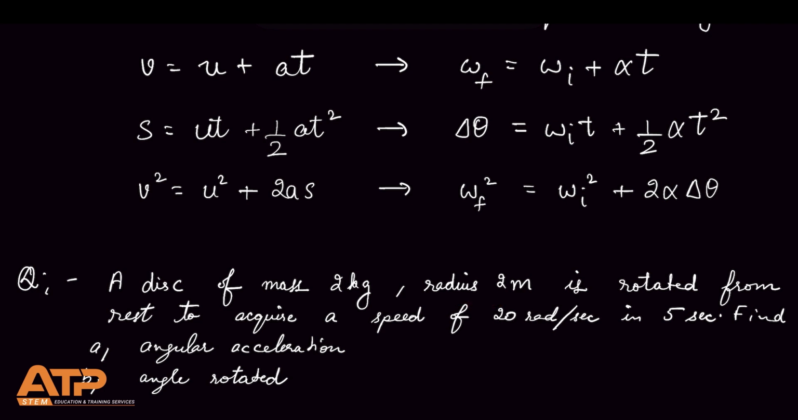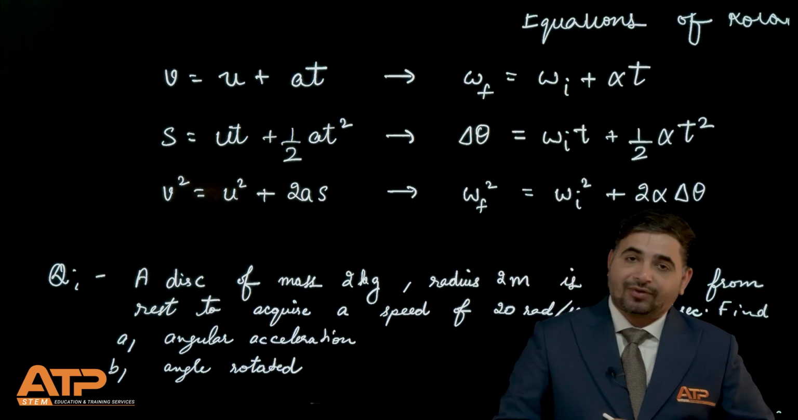So here, from rest means omega initial is 0 and omega final is 20. Time taken is 5 seconds and we have to find angular acceleration. Which equation shall we use? We should use the first one or just the definition of alpha.